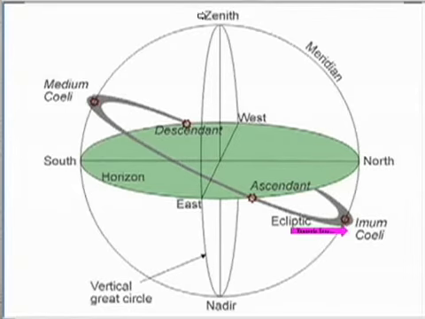Then we have the zenith and the nadir. The point directly overhead is called the zenith. And the point of the sky that's directly under our feet is called the nadir.